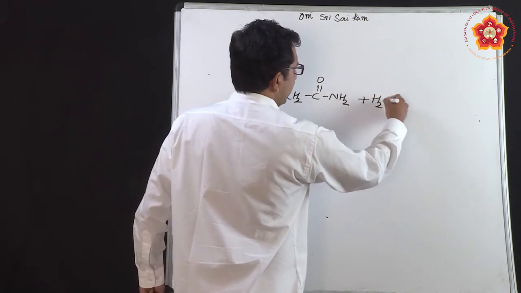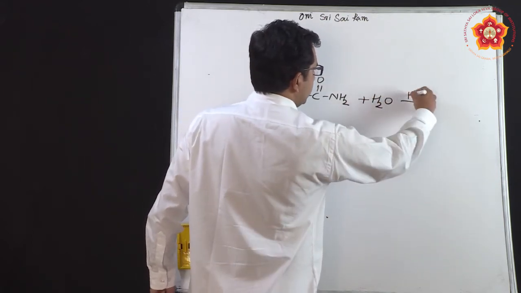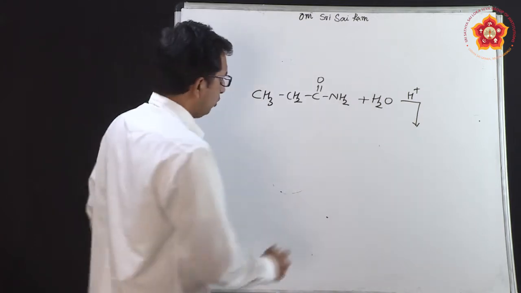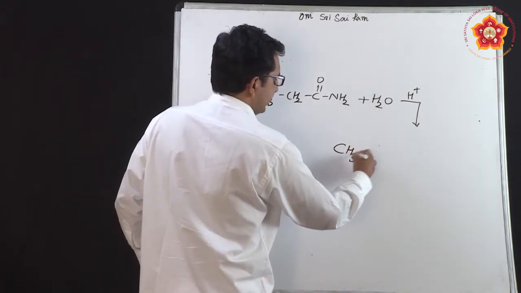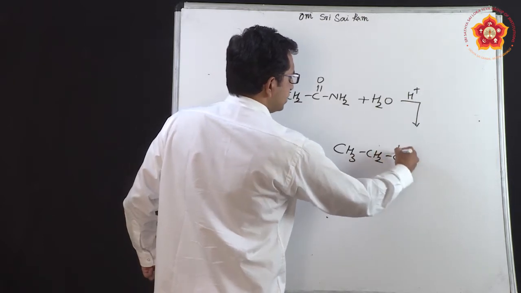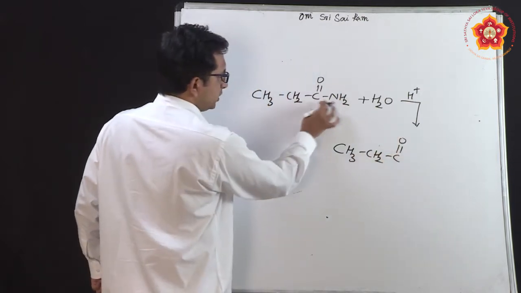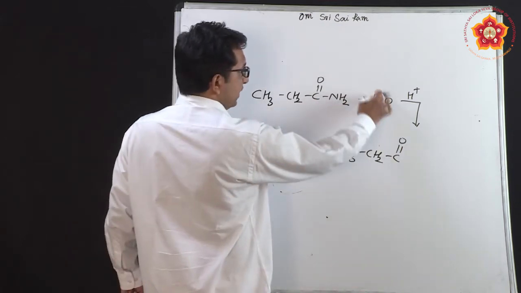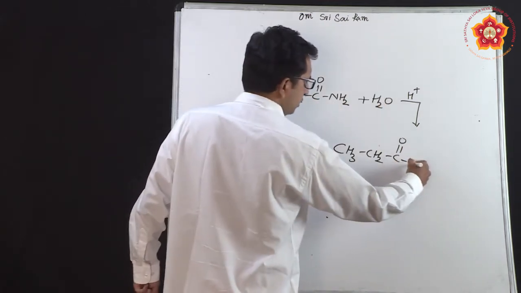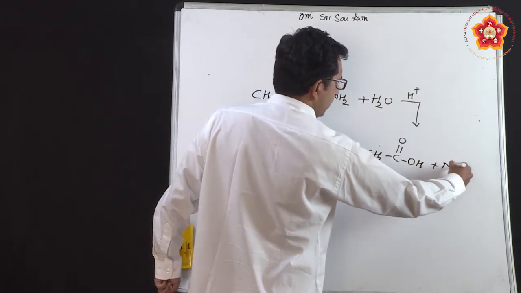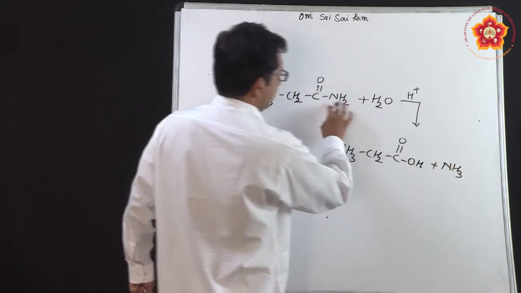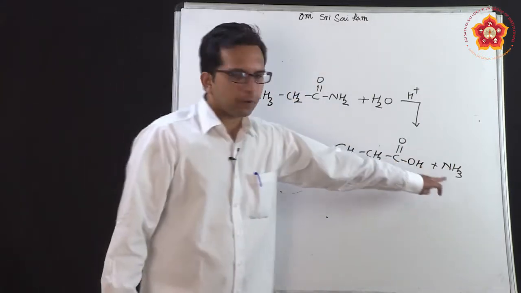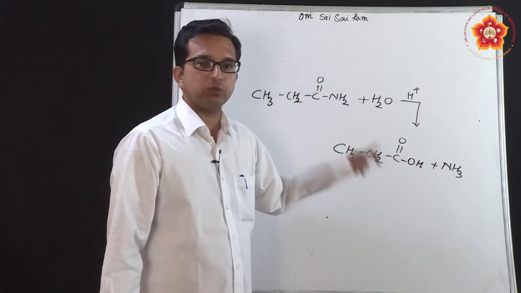To this, if I add water in acidic medium, H+ indicates acidic medium, water H2O, this forms a reaction like this where the C-N cutting actually happens here because of difference in electronegativity, and H2O splits up as H+ and OH. The OH attaches here, the hydrogen attaches to the NH2 to form NH3. So, this is the byproduct, whereas the main product for us is propanoic acid.